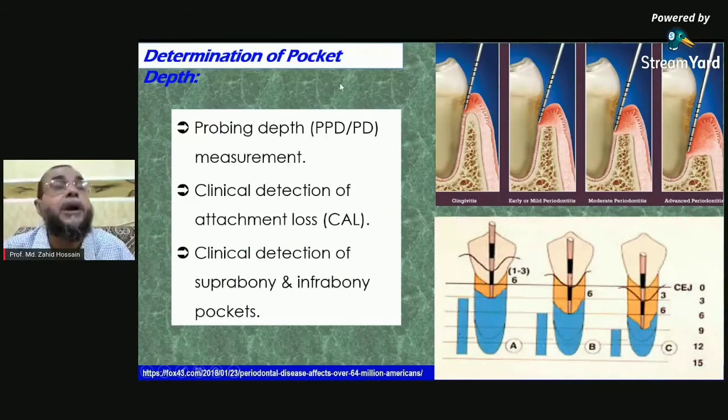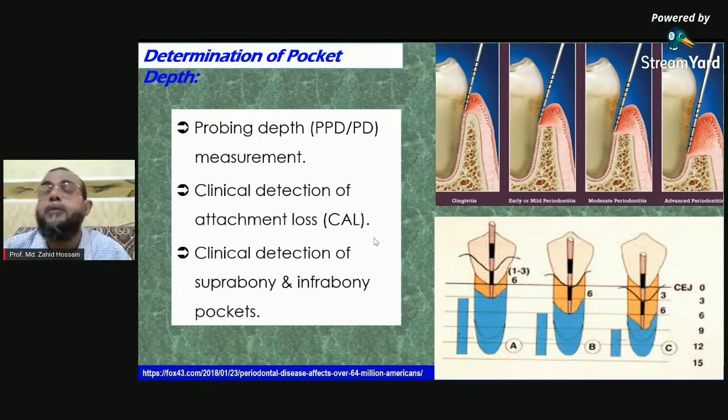Now, determination of the pocket depth. How to determine the pocket depth? This is not a simple procedure. You should clearly understand how to do it. Probing depth, we call it PPD or PD. Probing depth measurement, then clinical determination of attachment loss. You call it clinical attachment level, CAL.